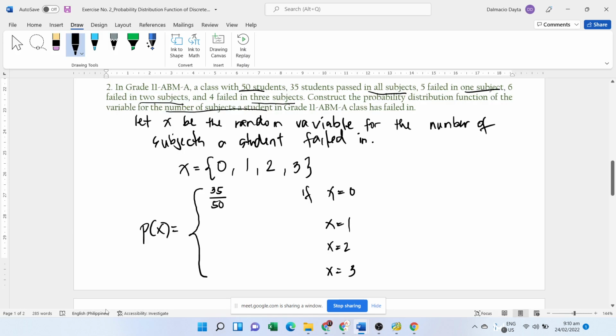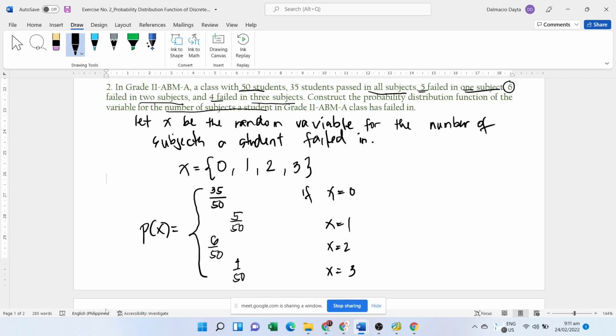If x equals 1, that one student or that one subject is failed by a student, 5 sila. So that is 5 over 50. 2, 6 sila. 6 over 50. And then 3, apat. 4/50. No need to simplify the fraction kasi mag-iiba-iba yung denominator niyan.